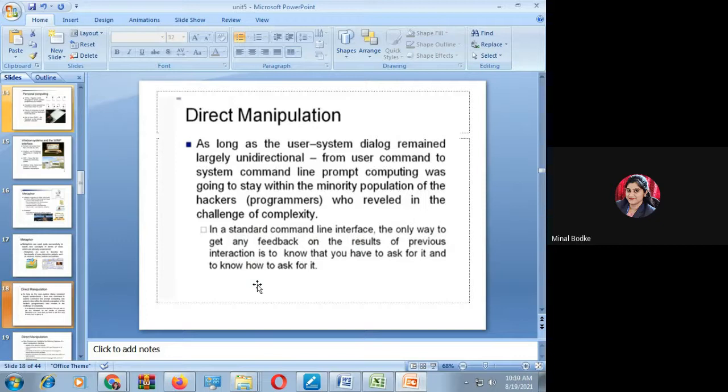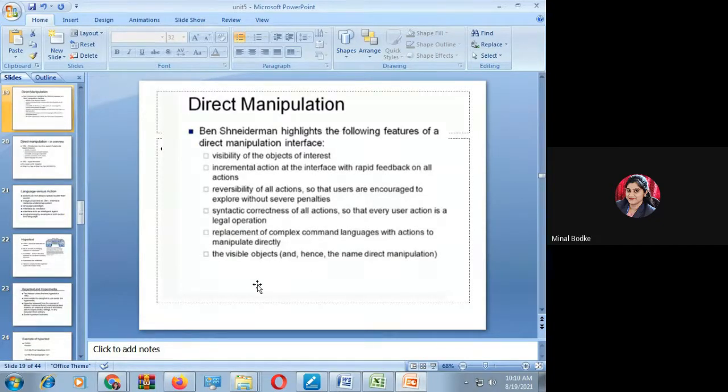We have seen that there were two types of interfaces, command line interface and graphical interface. So in direct manipulation you have both. We have seen that in direct manipulation we have 4 points, by Shneiderman.